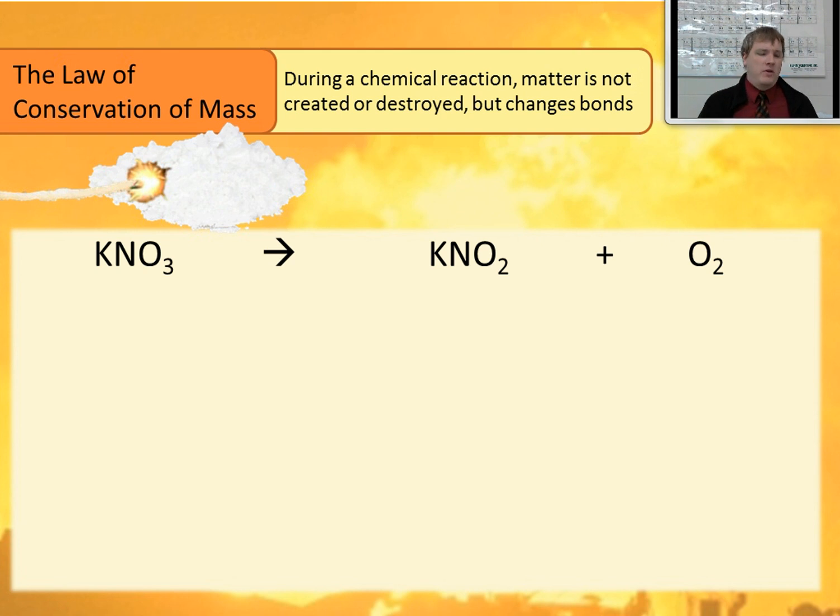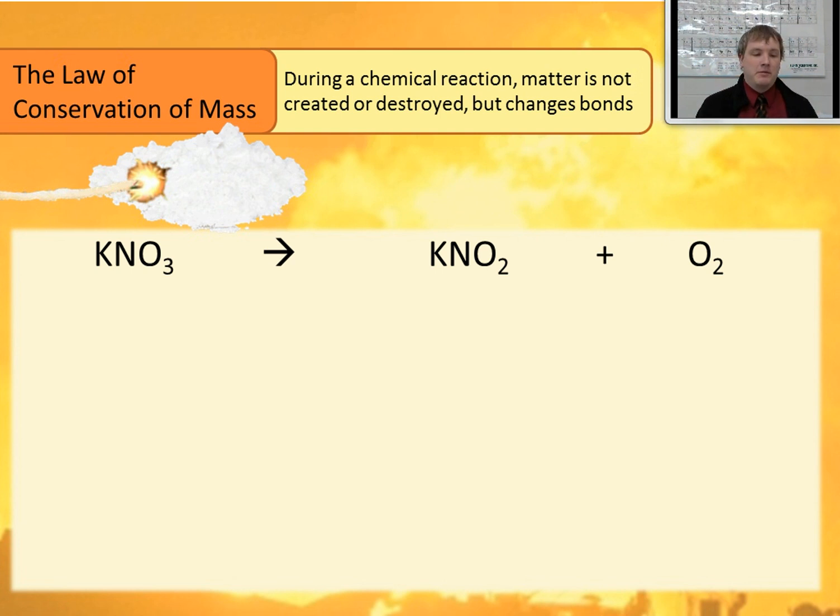But right now, as this chemical equation is written, there are not the same number of atoms on the left as there are on the right. Let's take a look at how we can fix the reactants and products of this chemical reaction equation.